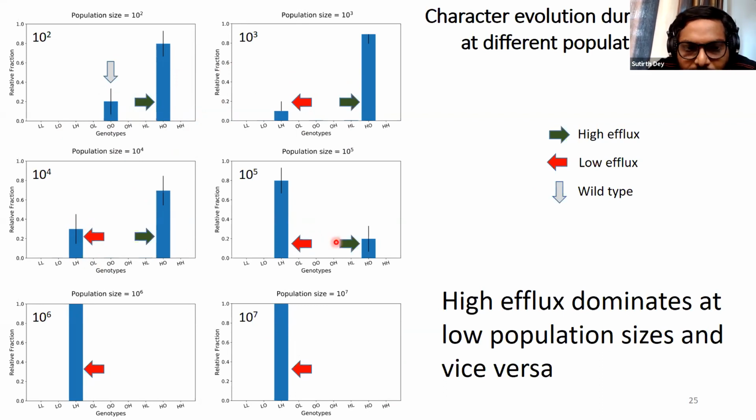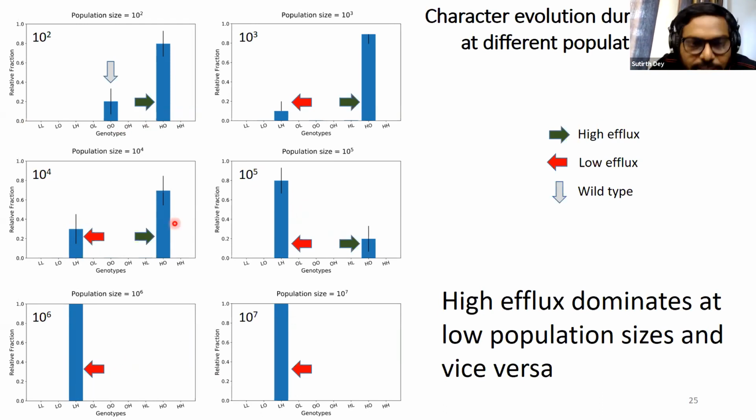And by the time you have hit 10 to the power 5, most of them are here, which is low efflux, and a few are here. And by the time you hit 10 to the power 6 and 10 to the power 7, everybody actually has hit low efflux. Now, this can happen in two ways. One is you have a polymorphism within the population, or the other is that out of the 10 replicates, some of them are going to high efflux and some of them are going to low efflux.